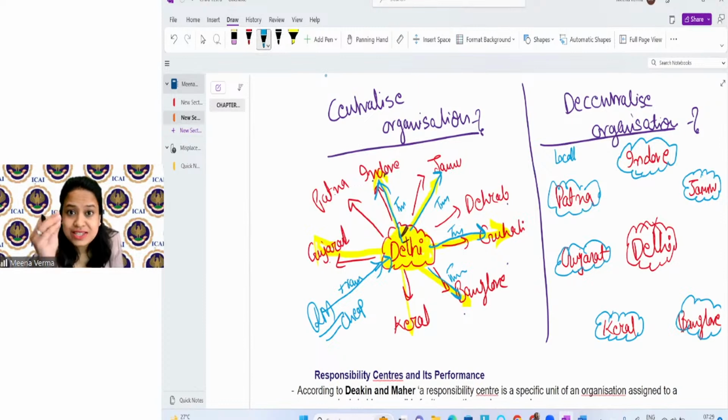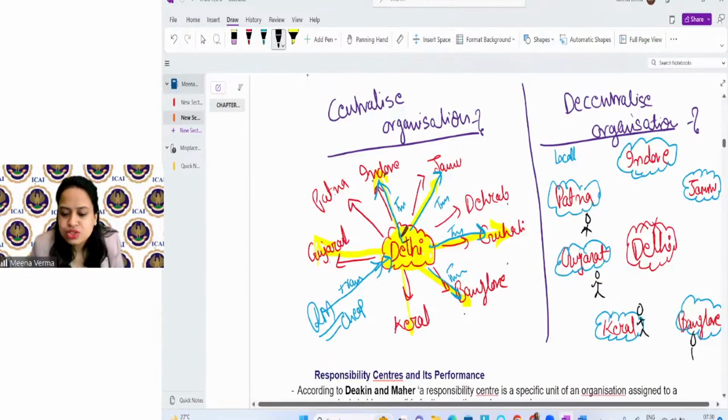So we are actually wasting resources. I hope you can see here, so much transportation cost. Material is moving unnecessarily, and for the movement of material we need some labor and employees, so there is wastage of salary on the labor and employees. You can imagine how much waste we are creating here. Now let's talk about decentralized organization. In a decentralized organization, we will give the power to the manager of Patna and Gujarat that you can purchase the product locally, buy the goods locally.